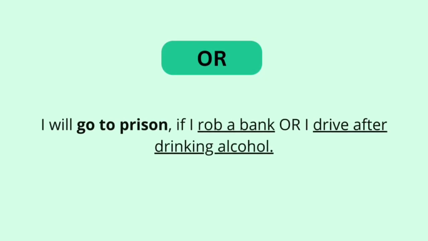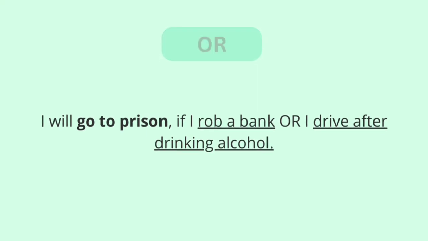About the or function. Another example: I will go to prison if I rob a bank or I drive after drinking alcohol. In this example, either condition of the or could be true for me to go to prison. If I rob a bank, I will go to prison, and if I drive when drunk, I will go to prison. If I commit either crime, or if I commit both crimes, I'll still go to prison.